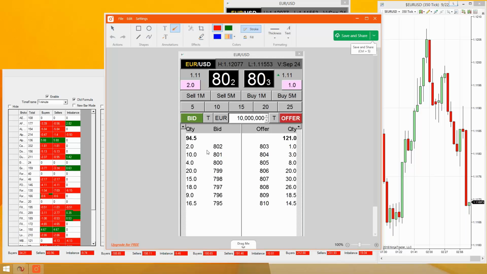Alright, so what you see next is that there is $2 million available at this price. So the price is 111.82, right? There's 2 million available, then 10 million, 4, 20 million, 15, 18, 9, 16 and a half at specific price points.